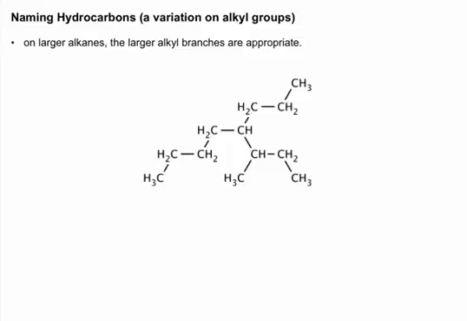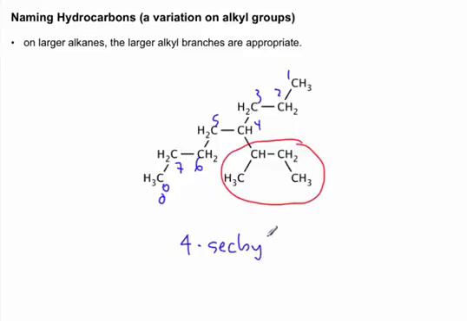Here's another example. Here's our longest continuous chain: 1, 2, 3, 4, 5, 6, 7, 8. So there's our longest chain. And on carbon 4, I have, would you remember what that type of branch is? That's a sec-butyl branch. So what I have is 4-sec-butyl, 8 carbons, octane. So that's a true use of that sec-butyl branch. There is no other way to name it. It doesn't become part of a longer chain.